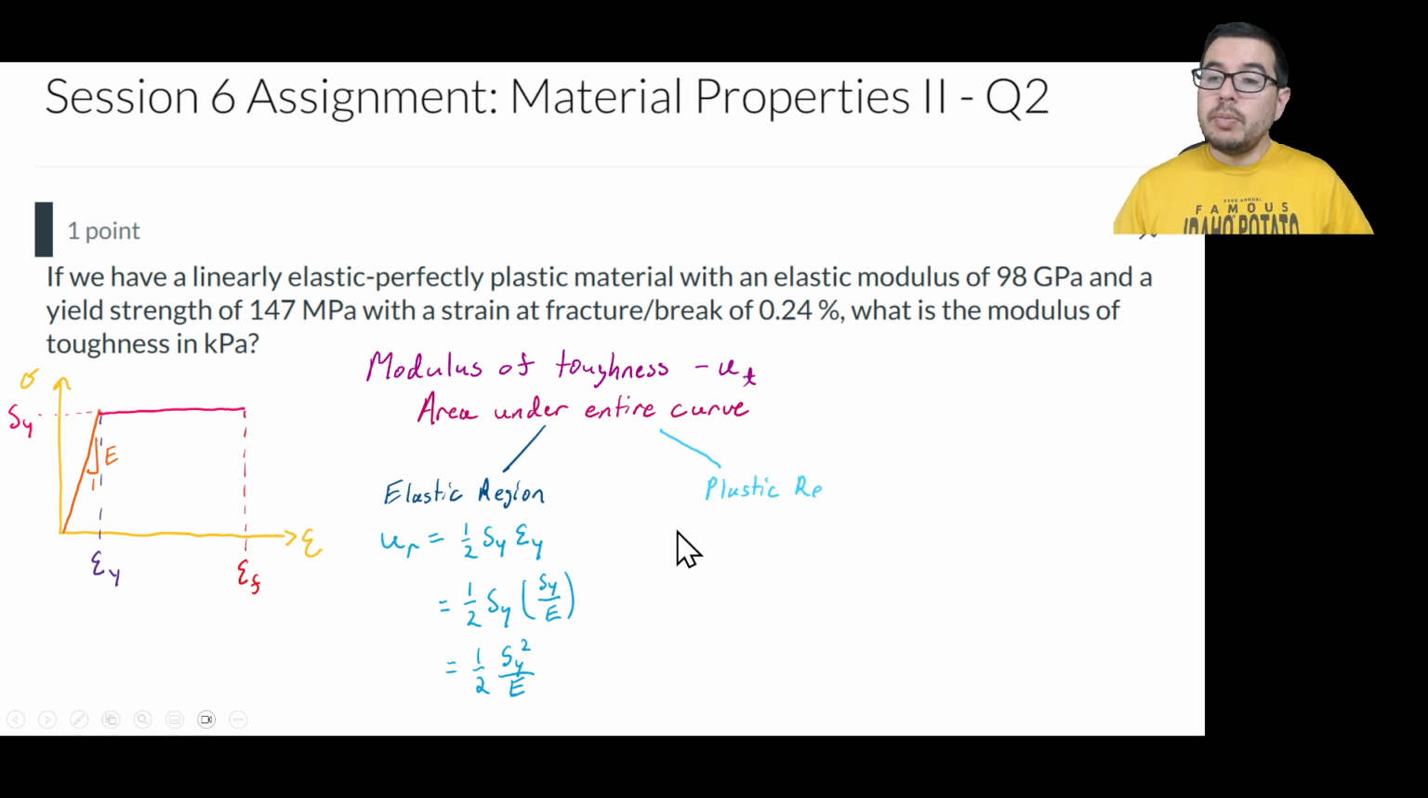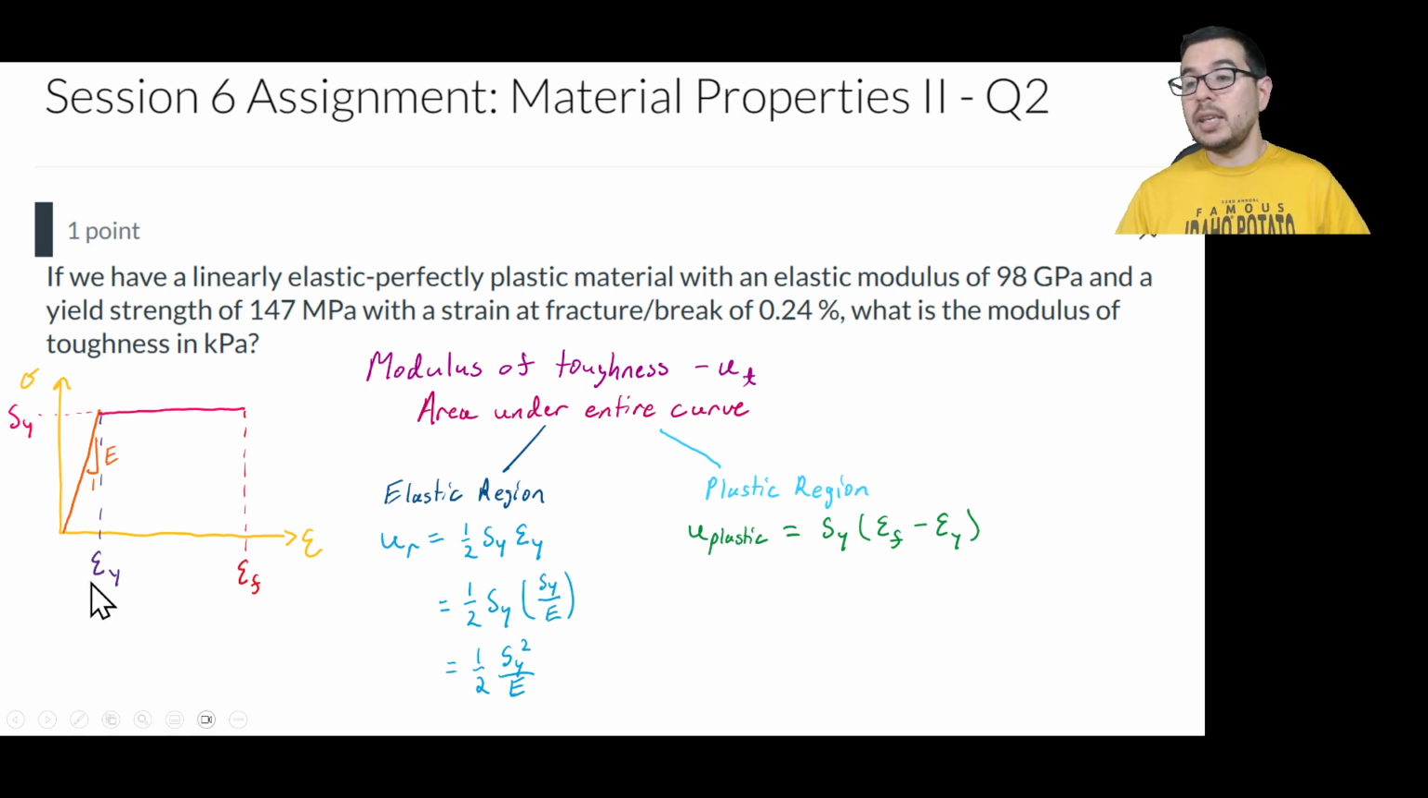The plastic region is this rectangular section where the stress does not change and is constant at the yield strength. Here we can just come up with the area of a rectangle. This rectangle has a width of epsilon f minus epsilon y, the fracture strain minus the yield strain, and the height is going to be the yield strength, like we see here. And once again, we can calculate the yield strain by doing the yield stress divided by the elastic modulus.